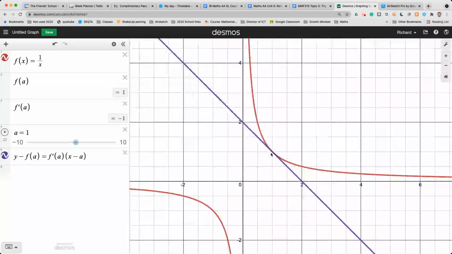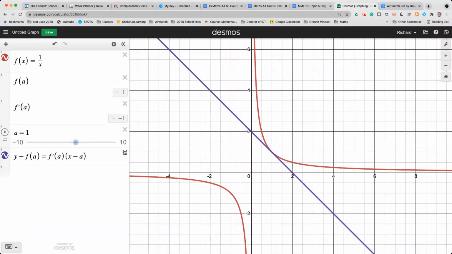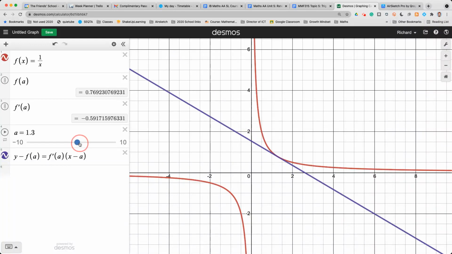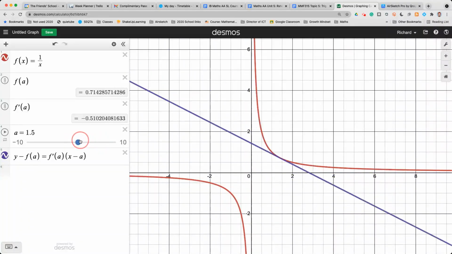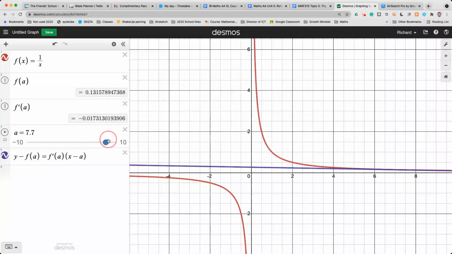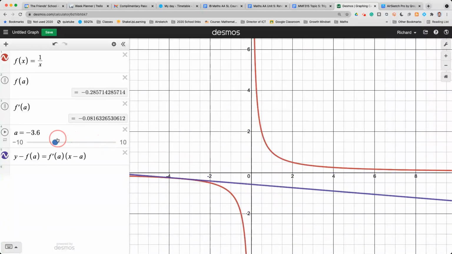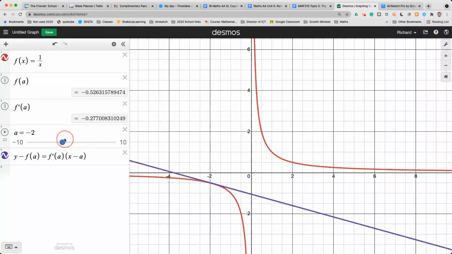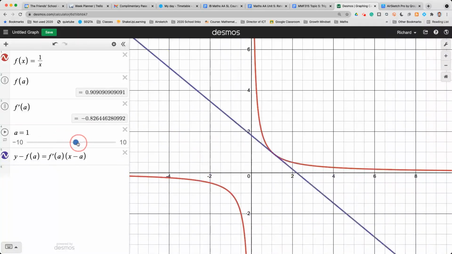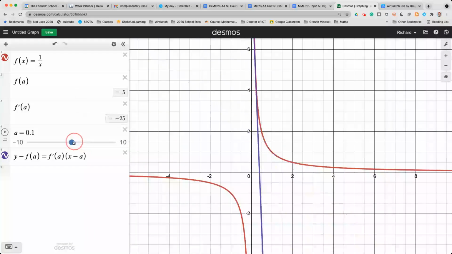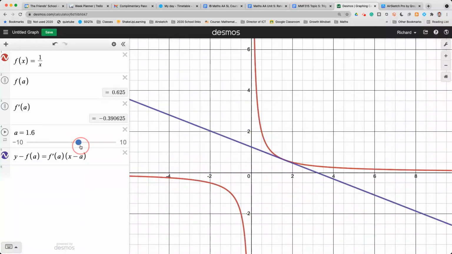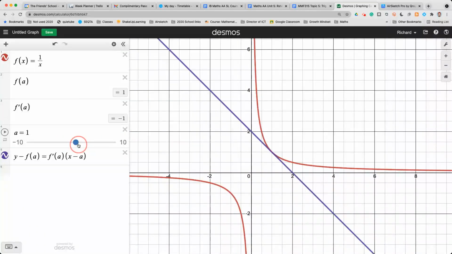And Lily asked a question, what happens if we change the value of A? And you'll see rather nicely that the line rolls around the graph, like so. Okay? So it rolls around the graph. So that is the nature of a tangential graph.